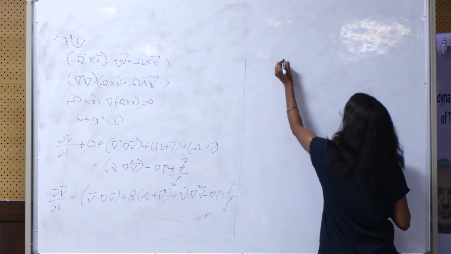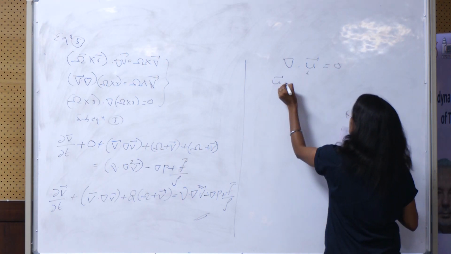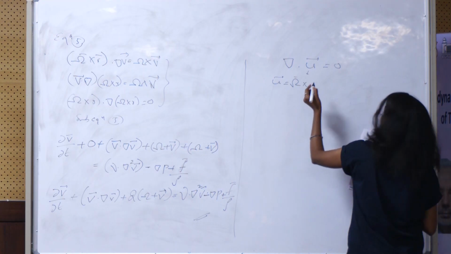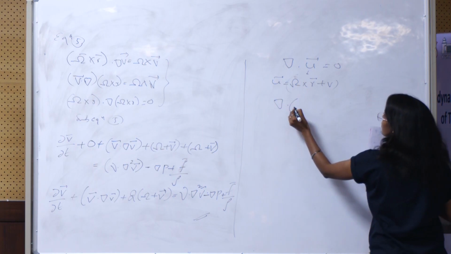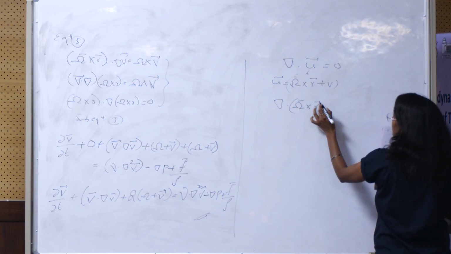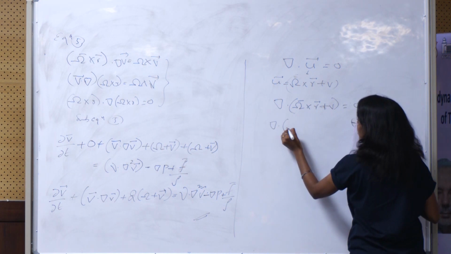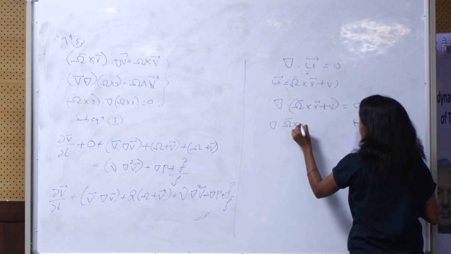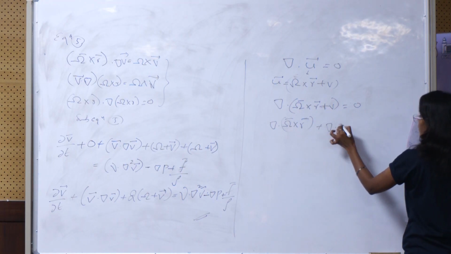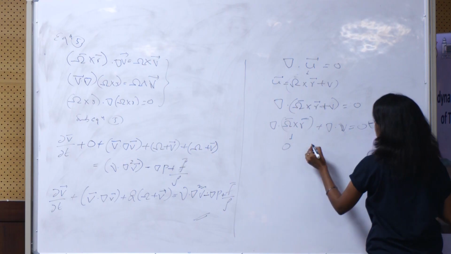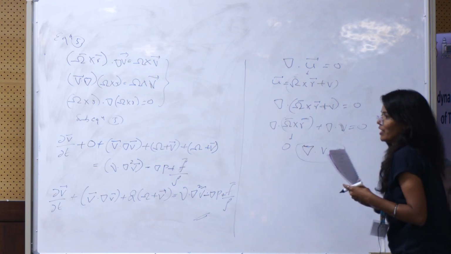Now I am deriving the continuity equation. We are already given that U bar is omega cross r plus v. Substituting, the divergence of omega cross r plus v equals 0. This term is 0, and the final term is the equation of continuity.